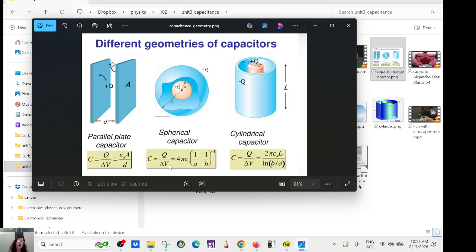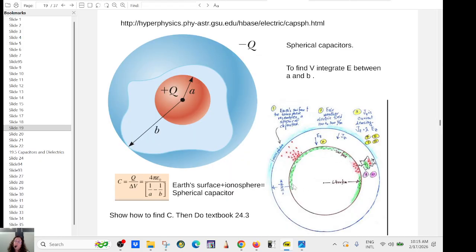How much charge per unit voltage, and the voltage you have to find using the electric field. And how do we find the voltage using the electric field? You have to integrate. So there is some calculus behind it. You also have a cylindrical capacitor, and that will be the equation here. You can look in your textbook to see the computations. But you see an application in environmental science: the Earth is like a spherical capacitor.